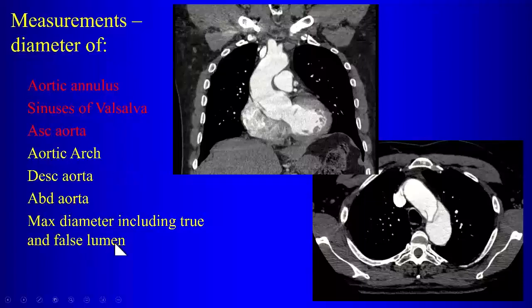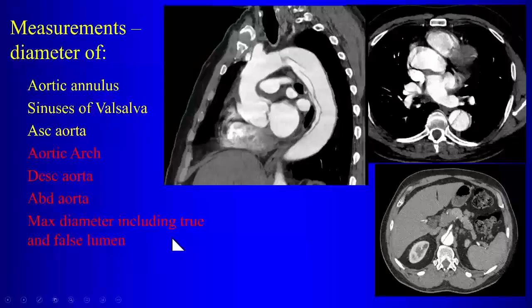These other measurements you can take on your axial views: the measurement of the arch, the descending aorta, and abdominal aorta, and you want to look for the maximum diameter, including the true and false lumen. So you want to include those measurements in your report when you're describing a dissection. These measurements you can take on the axial views. These measurements you don't want to take on the axial views. Coronal views, maybe sagittal views in some cases, but coronal views are usually best for these.